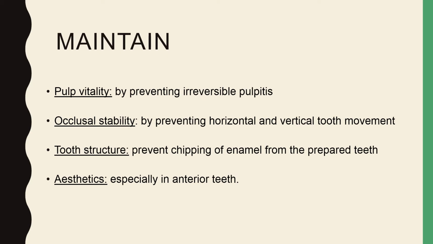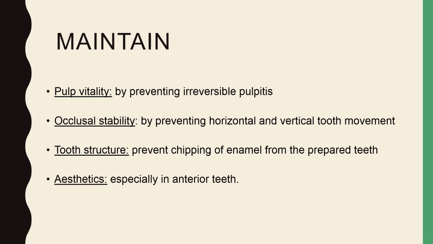By using a provisional restoration, we maintain several things. First of all, we maintain pulp vitality by preventing leakage through the exposed dentinal tubules, which could lead to irreversible pulpitis. We also maintain occlusal stability by maintaining contact with adjacent and opposing teeth to prevent horizontal and vertical tooth movement. Otherwise, at the fitting appointment of the definitive crown, the occlusion might be too high, or the proximal contacts might be open or too tight depending on which direction the crown has drifted.